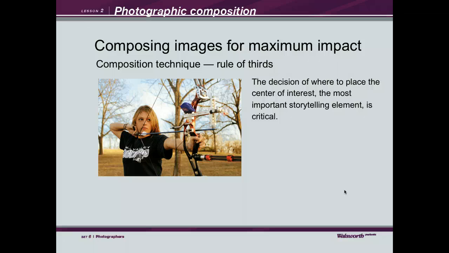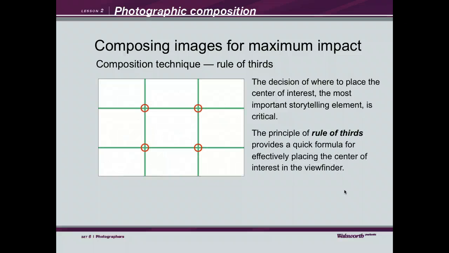And we can do the rule of thirds one of two ways. We can place them in our frame by looking through the viewfinder, or we can also put them into the rule of thirds in the post-production process when we crop the photo. So this is what the rule of thirds is. The principle of the rule of thirds is just a quick formula for effectively placing the center of interest within the viewfinder or within our photo.